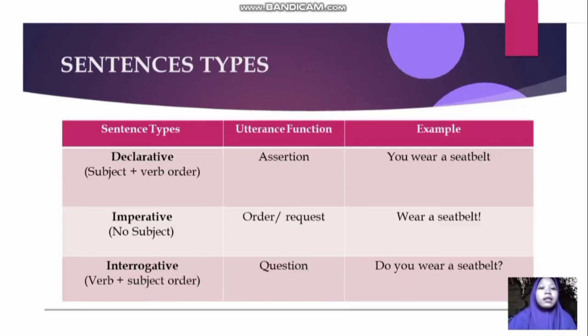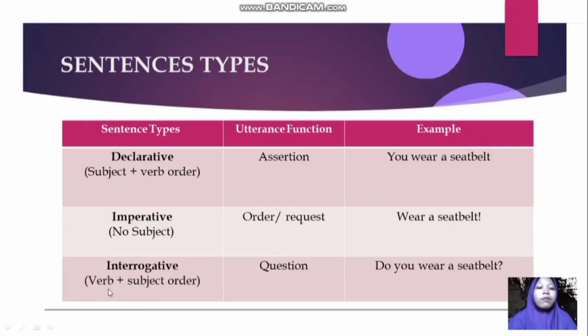Next, I'm going to explain about sentence types. The first is declarative. The formula is subject plus verb order. The function is to assert. Example: you wear a seat belt. And then the second is imperative. The function is to order or request. The example is wear a seat belt! Because this is to order or request, the sentence uses an exclamation mark. Don't forget the exclamation mark.